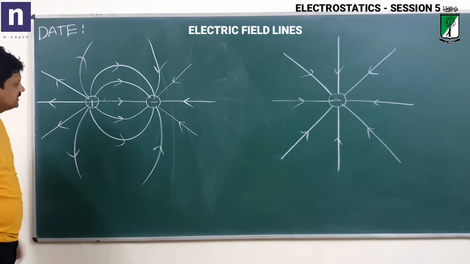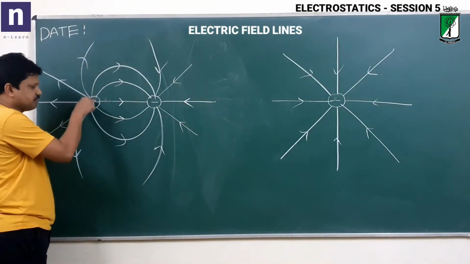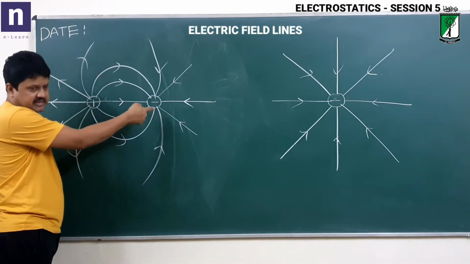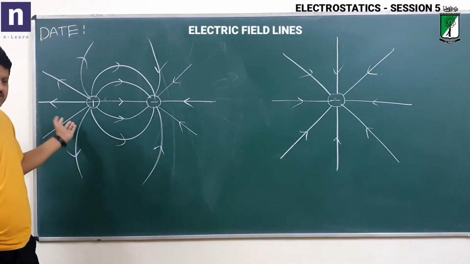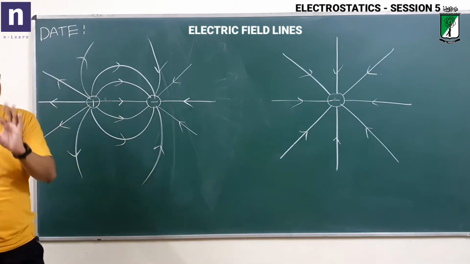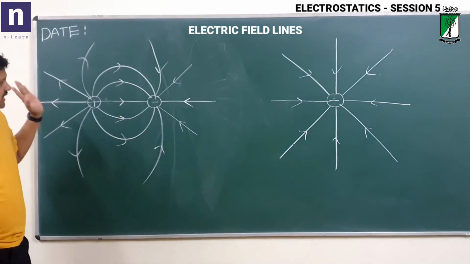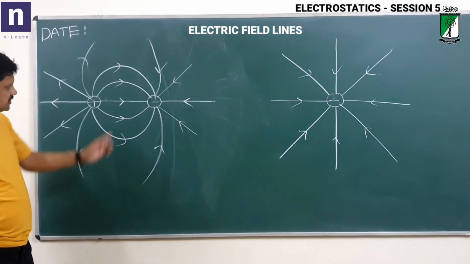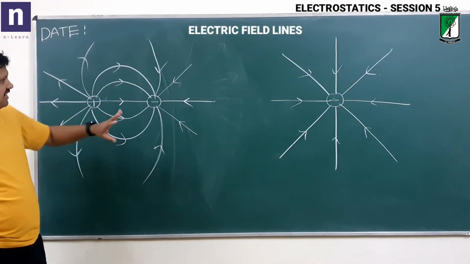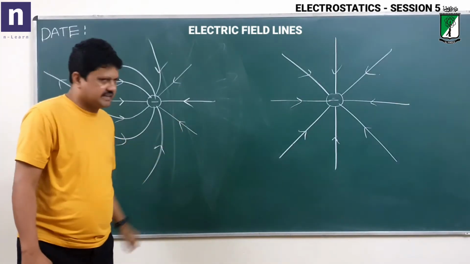Now from this you can understand all the field lines originated from positive and terminated at negative. So electric field lines start from positive and end at negative. This is one of the very important characteristics of electric field lines. And one more thing you must have noticed here, no 2 electric field lines are crossing each other. I will come to that point again, 1 second later.